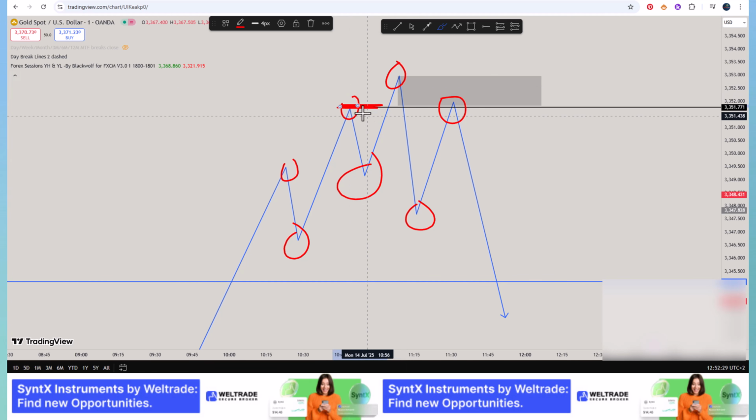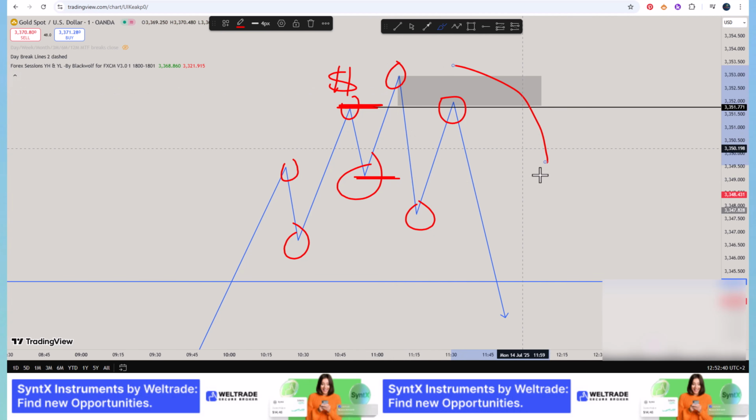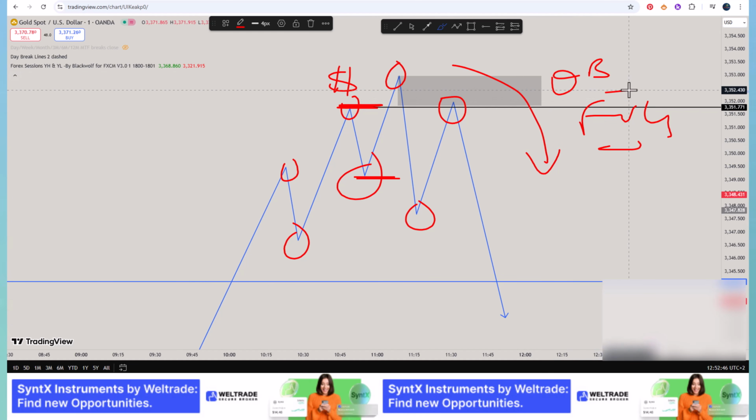So if you see price taking out a high like this, it would have taken out liquidity. Then it goes below and breaks another low. This is confirmation of a change of trend. Then you are waiting for price to retest an order block or a fair value gap. So this is what you need to be doing.